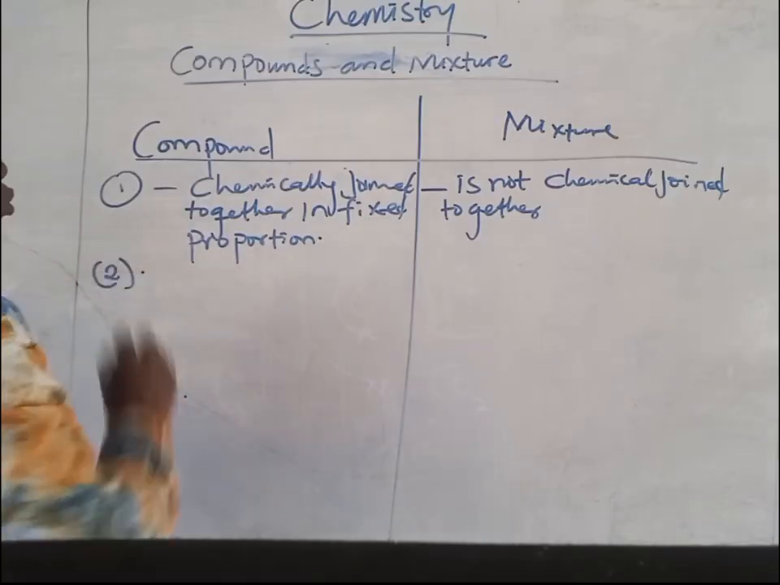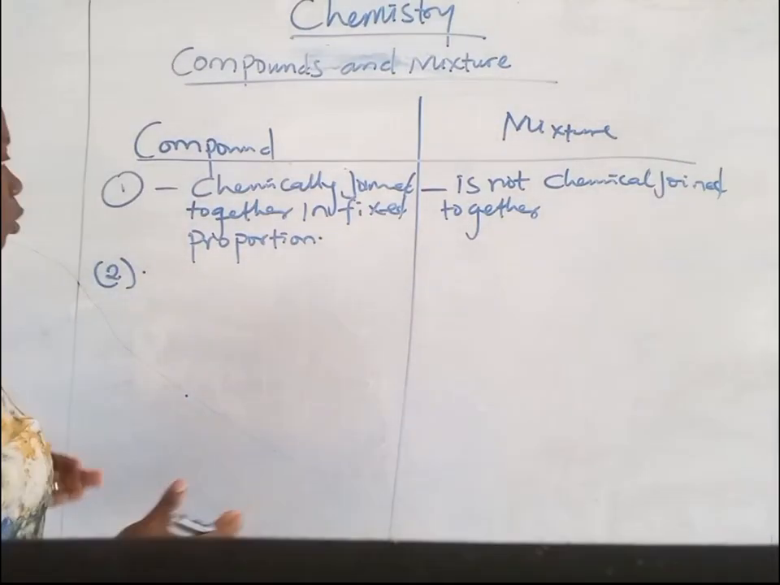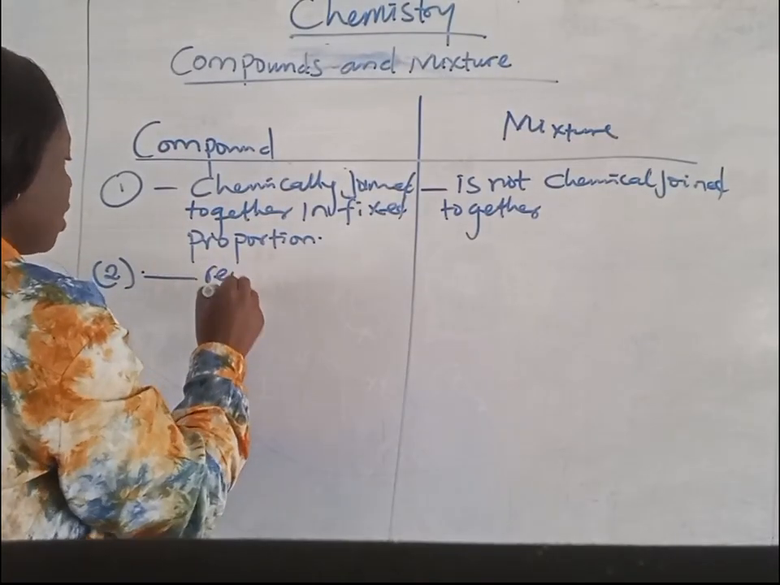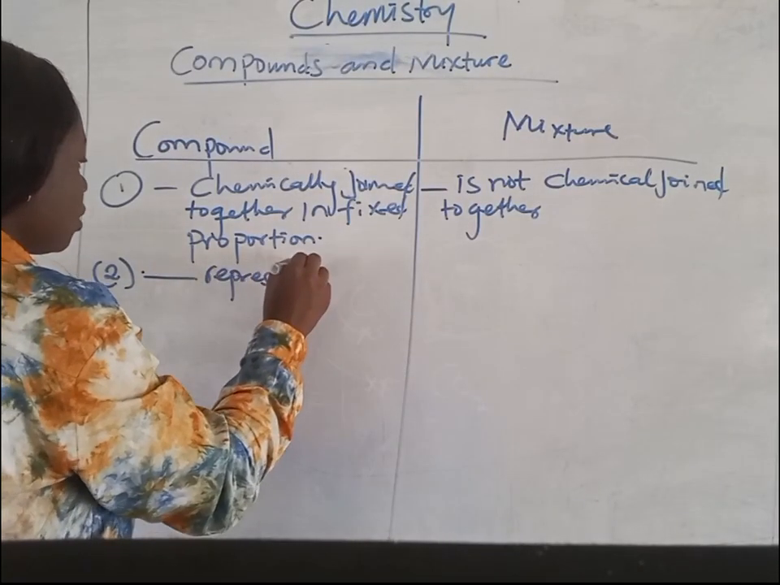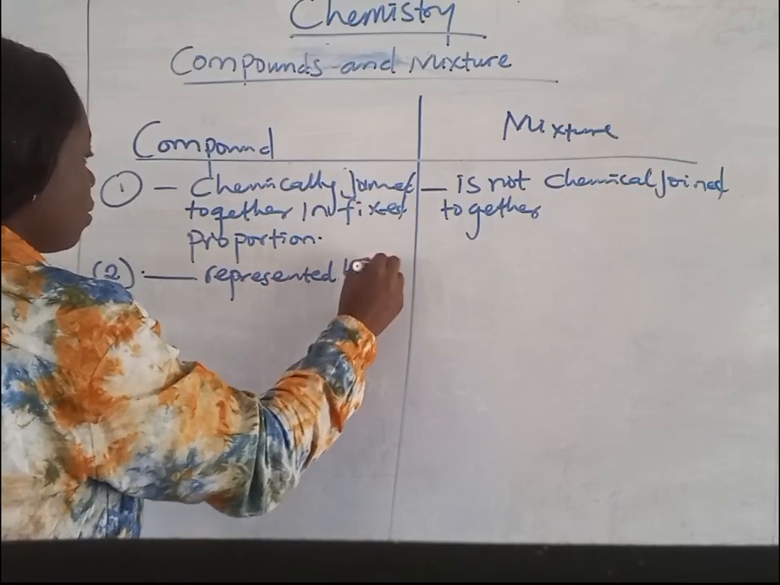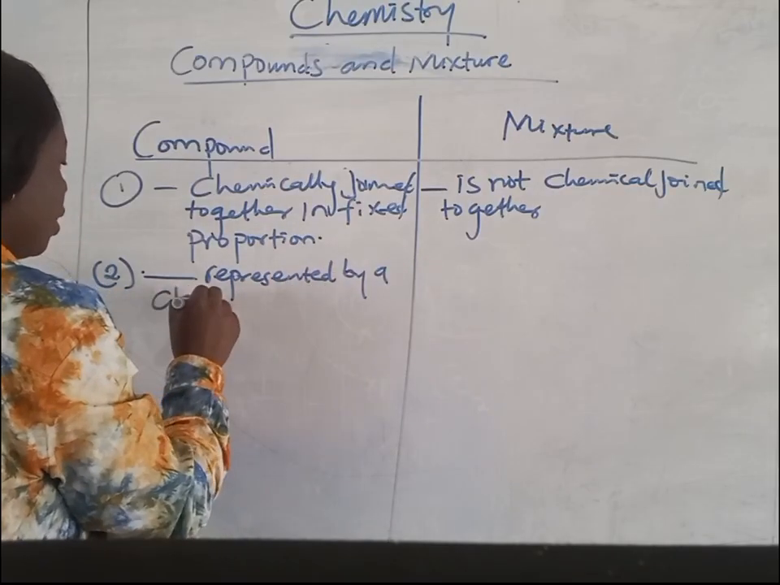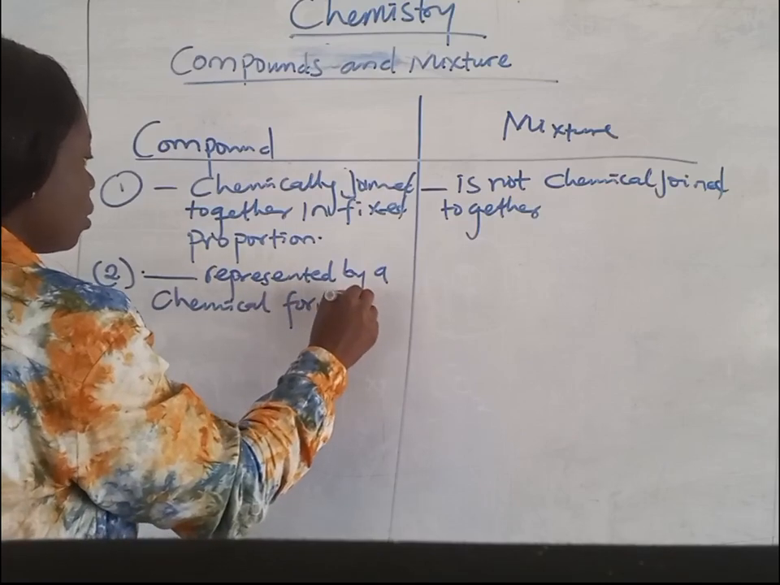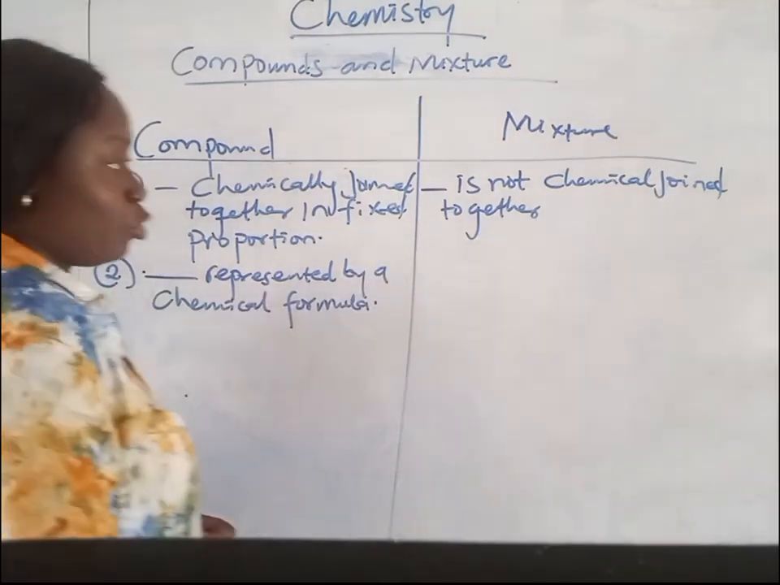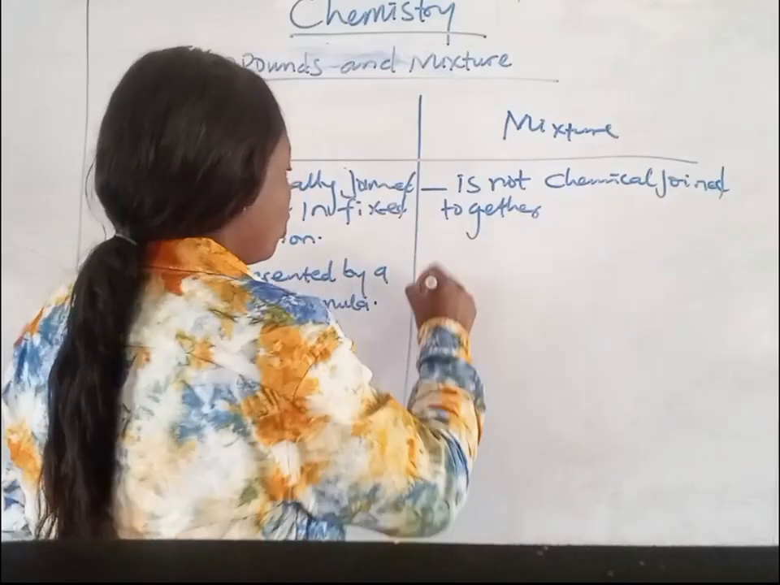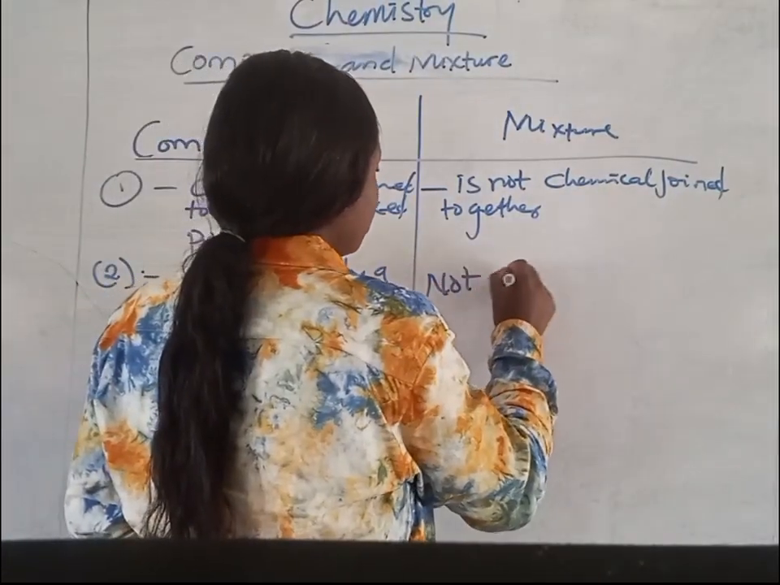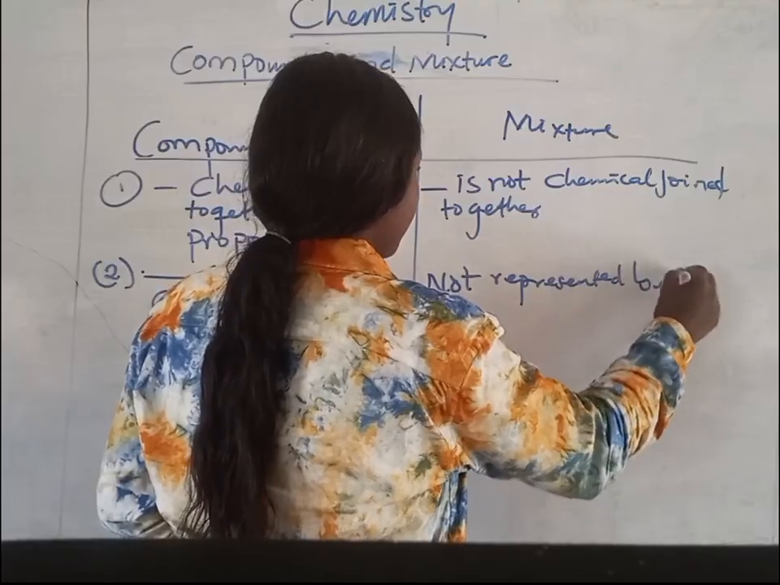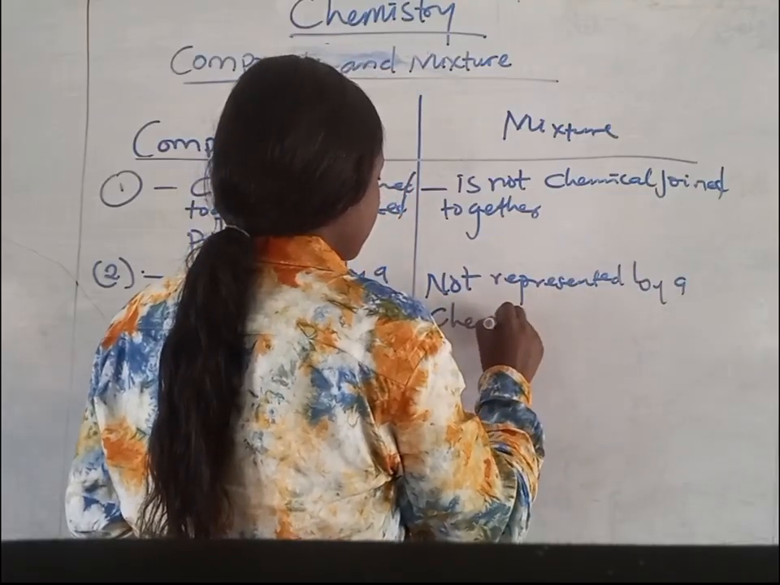Then number two, compounds are represented by a chemical formula. For a mixture, of course, do you represent your garri and sugar? No. So it is not represented by a chemical formula.